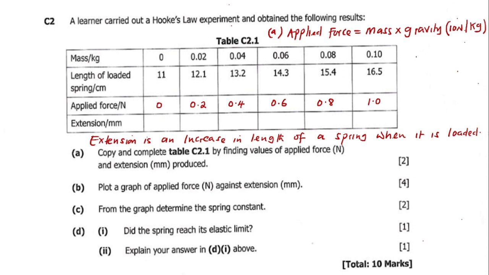Okay, so if you look at this one, we are told that without a load, the length of a spring is 11. Okay, so if you are to put a load of 0.2 newtons, there will be an extension of this spring to 12.1. So the difference between 12.1 and 11, that will be 1.1 centimeters. Therefore, we are told that the extension is in millimeters, so you multiply it by 10, and that's going to give us 11. In the first box there is no extension, it's 0.